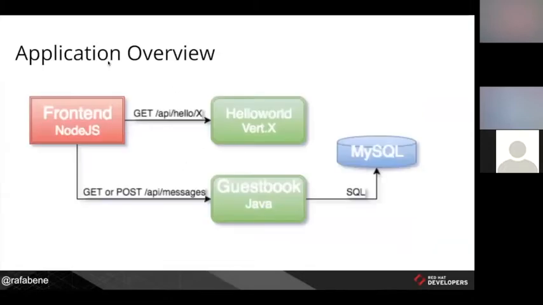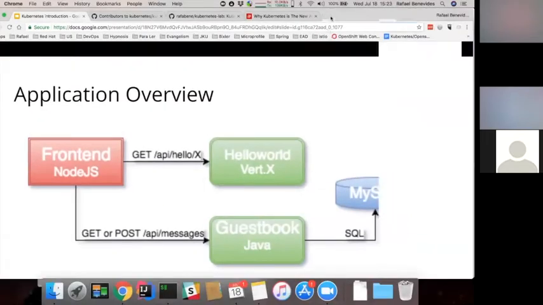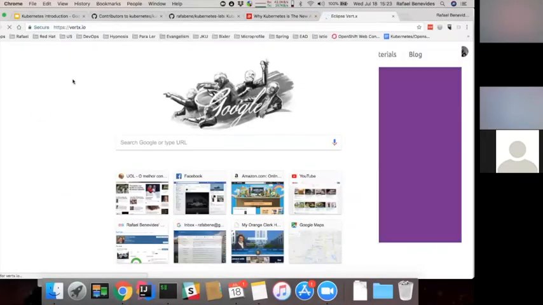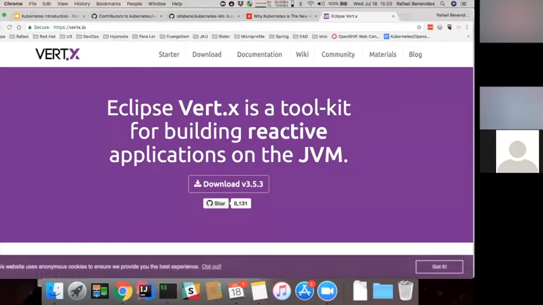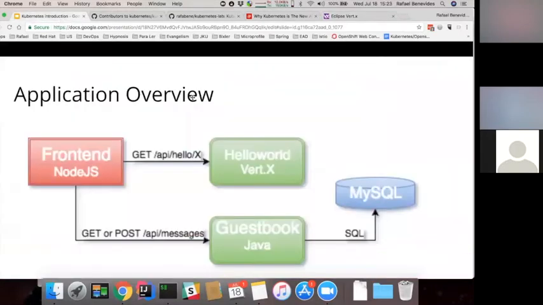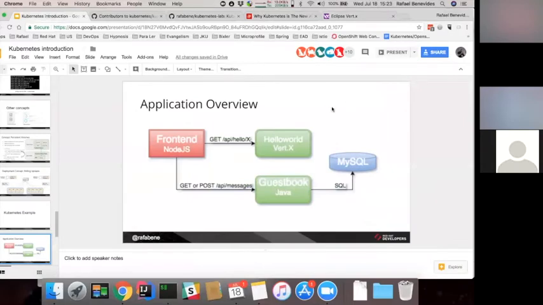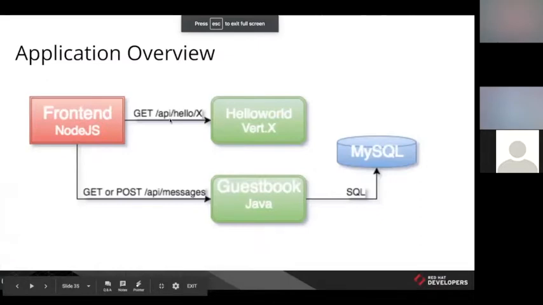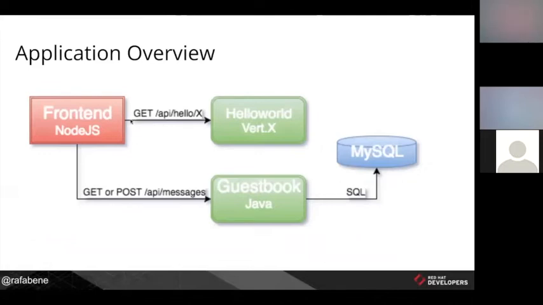Okay, so let's see the following Java example. I have an application here that uses Node.js as a front end, but the backend service is provided by Vert.x. I don't know how many of you have heard about Vert.x. Vert.x is a toolkit for building reactive applications on the JVM, and it will just provide a hello world. So when you call the API hello with a parameter, it will return to the front end.